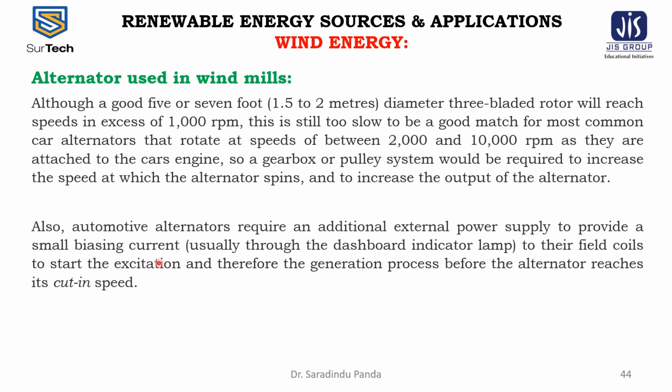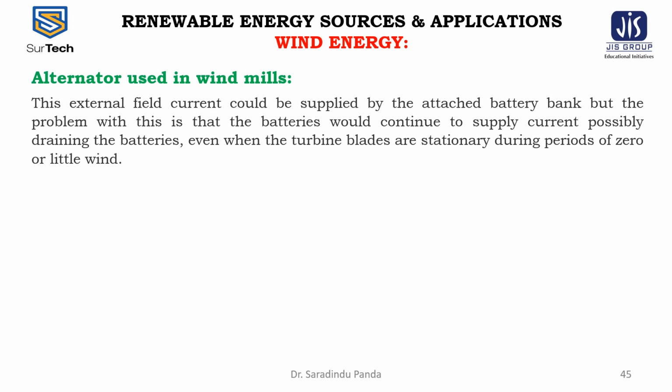Also, automotive alternators require an additional external power supply to provide a small biasing current. The dashboard indicator lamp is usually used to supply their field coils to start the excitation and therefore the generation process before the alternator reaches cut-in. This external field current could be supplied by the attached battery bank, but the problem with this is that the batteries would continue to supply the current, possibly draining the batteries even when the turbine blades are stationary during periods of zero or little wind.